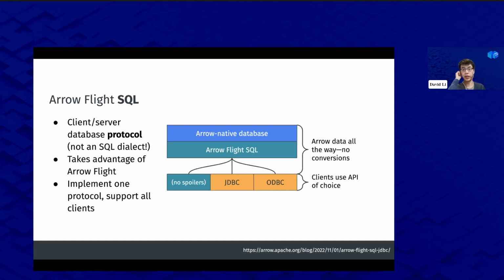I just want to point out it's not a SQL dialect, despite the naming, it's a protocol. So it defines how to send queries to a database and get back the results as a stream of Arrow data. Under the hood, it takes advantage of Arrow Flight RPC, which we mentioned before. So the goal behind Arrow Flight SQL is to help solve a dilemma that I think columnar databases might be facing.